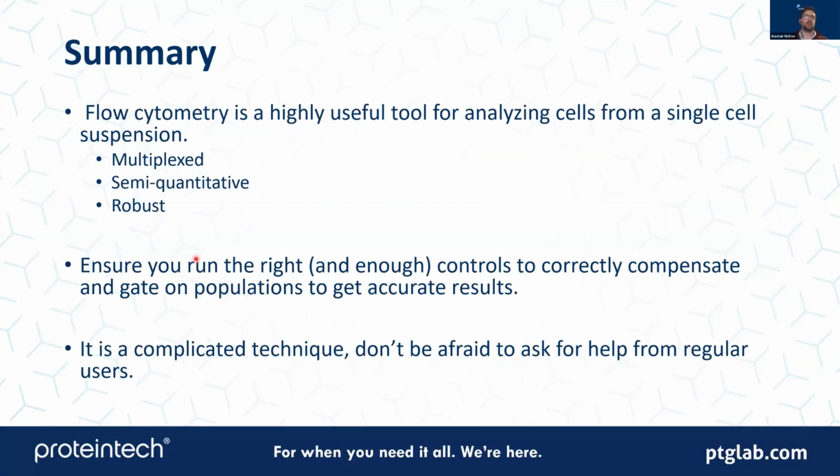And then just to very quickly summarize, this is not summarizing the whole talk, but more my thoughts on flow. Flow cytometry really is a powerful assay that will help you to analyze many different cells from a particular sample. It's highly multiplexable, it's semi-quantitative, and it's definitely robust, so it's a really useful tool to use. Controls is the thing I want to stress most of all: make sure you consider the controls that you need to use to compensate and also to gate on your populations.